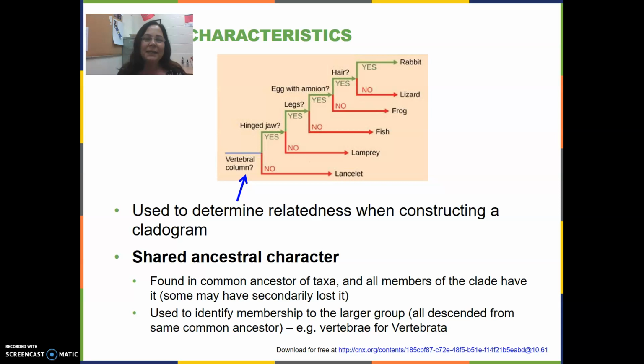Shared characteristics are used to determine relatedness when you're constructing a cladogram. Shared ancestral characters are found in the common ancestor of the group. So in this group, the vertebral column is a shared ancestral character. All the members of the group have it, well, except for the lancelet, the little lancelet.